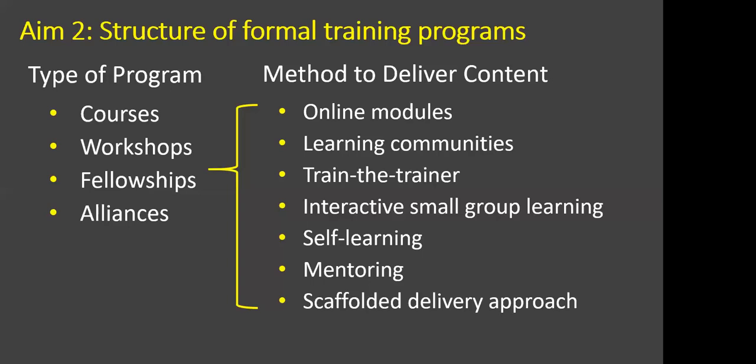Interactive small group learning was a way to deliver content within a workshop of a course. Self-learning: some of these courses would require the participants or the educators to review modules or do work independently on their own. Mentoring: after you've had the training, you find a mentor who can help and guide you and develop the simulation educator.